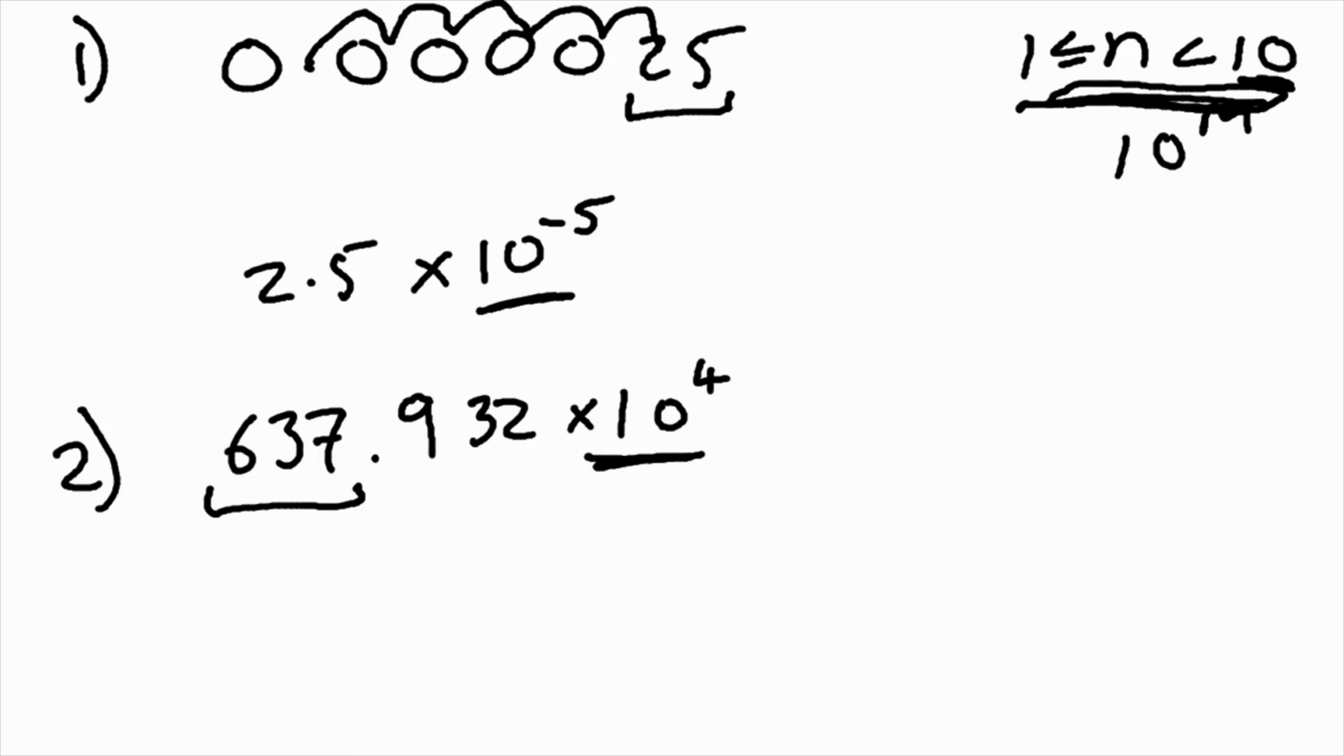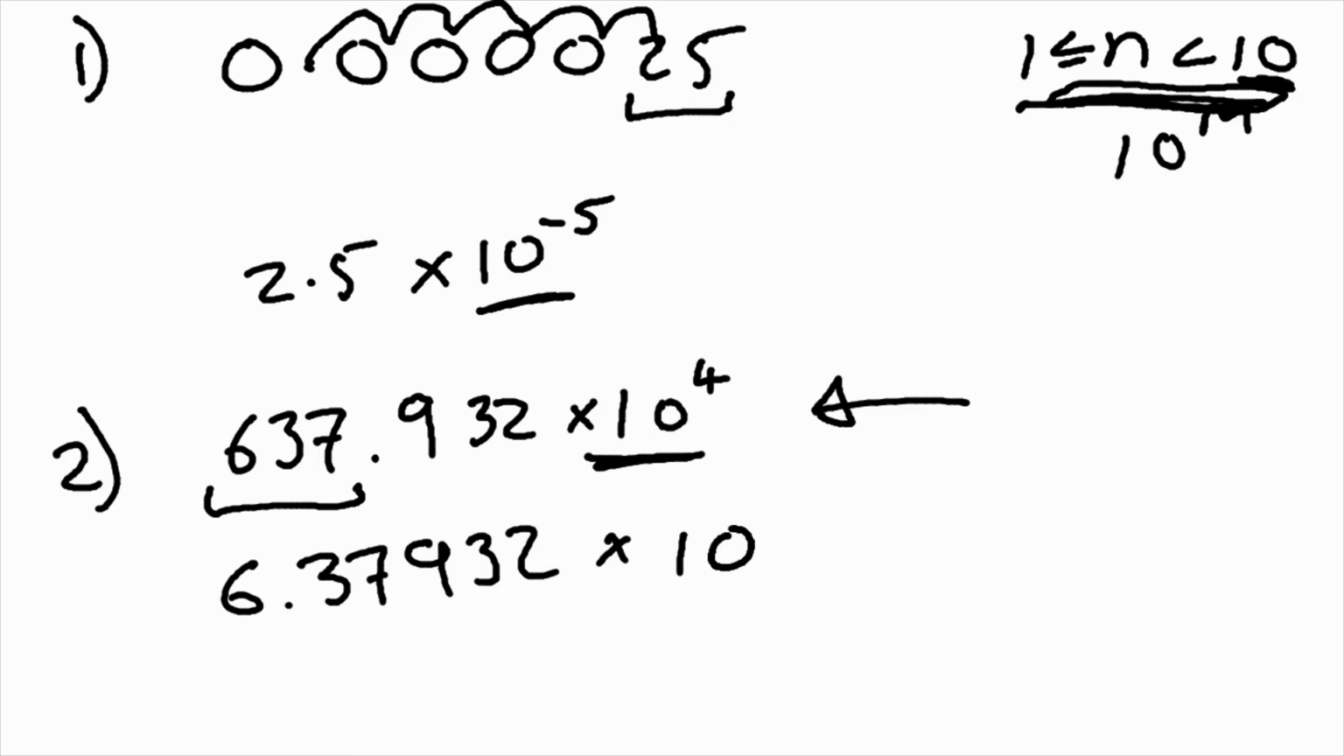So in this case, our number between 1 and 10 would be 6.37932. So here we've divided this number by another 10 to the power of 2. So we've got to represent that in our power up here. So we've already got 10 to the power of 4. We've got an extra 10 to the power of 2 because of those two digits that are going the other side of the decimal point. So we're going to end up with 10 to the power of 6.